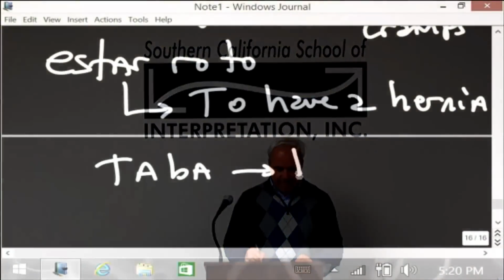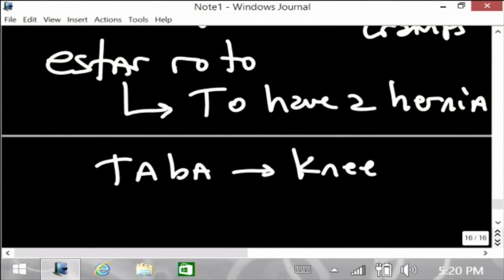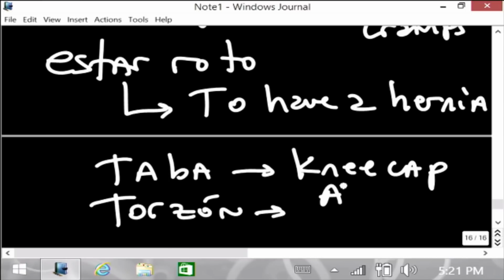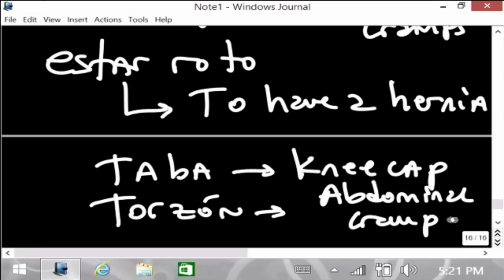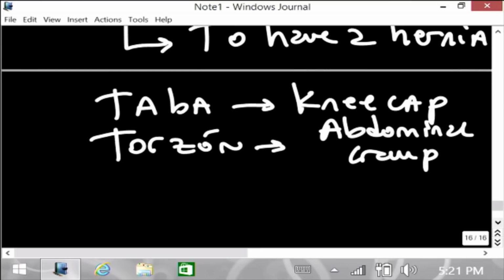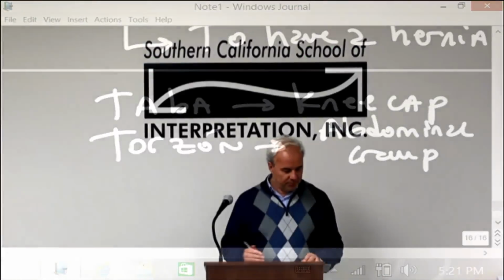Taba, kneecap, la cápsula de la rodilla. Taba, if you hear that, that's what it means. Abdominal cramp, which is retorcijones, it has another slang for it, torzón. That also means abdominal cramp. So, tengo un torzón muy grande, doctora. I have a very bad abdominal cramp.